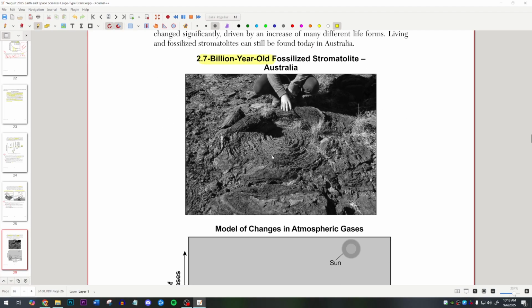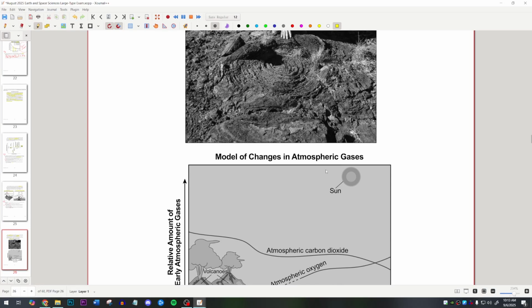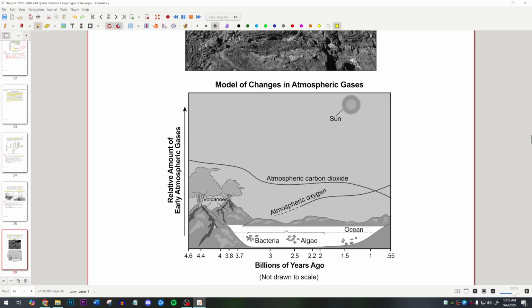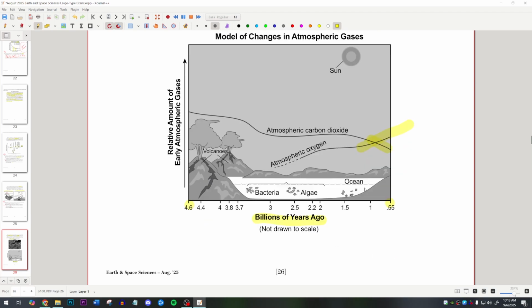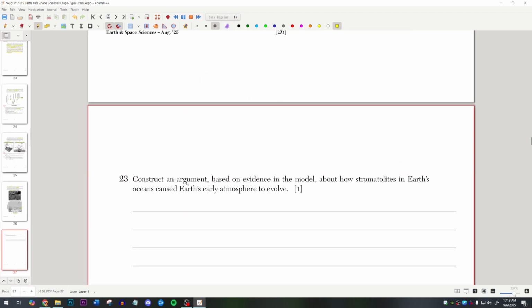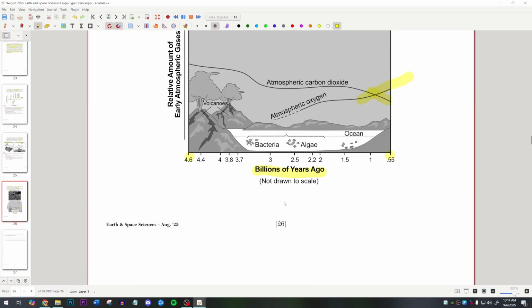Model of changes in atmospheric gases. So this is over billions of years, so you could see until recently, CO2 levels are going down and oxygen's going up. Construct an argument based on evidence in the model about how stromatolites in Earth's ocean caused the Earth's early atmosphere to evolve.